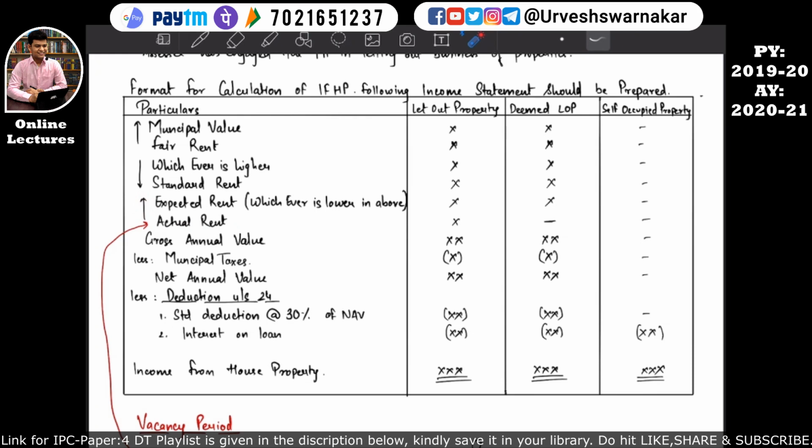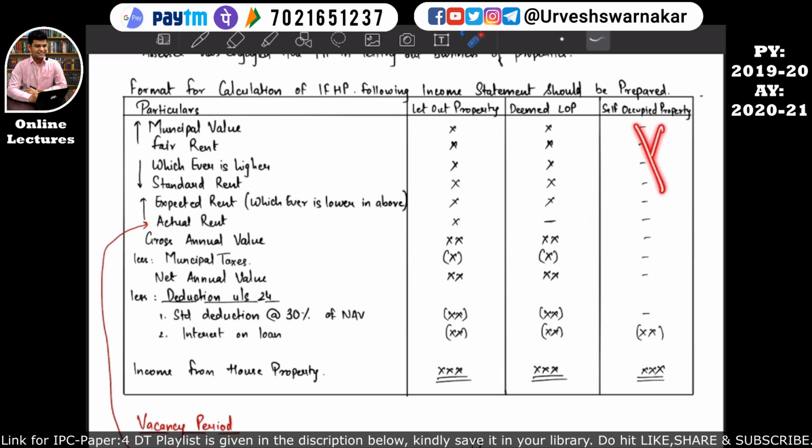Whichever will be higher will become the gross annual value, and the gross annual value will be further reduced by the municipal taxes, and we will find our net annual value. I hope this is quite clear. In case of deemed let-out property, we need to calculate the expected rent because the actual rent will not be available. We are notionally considering this income in the total income of the assessee.